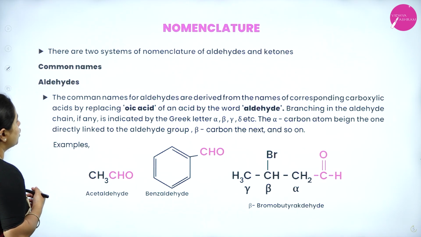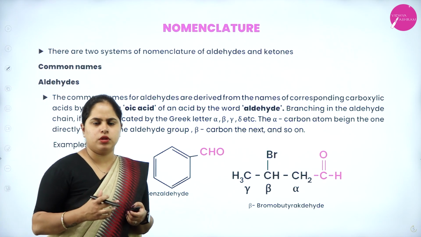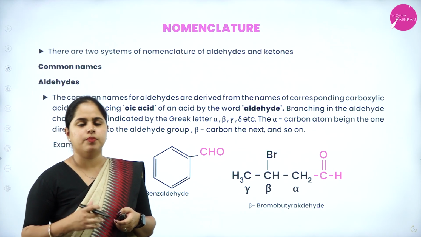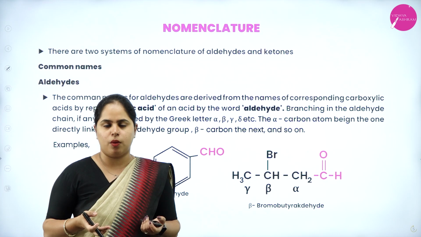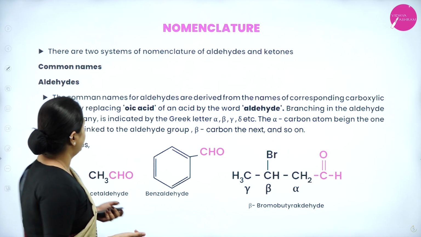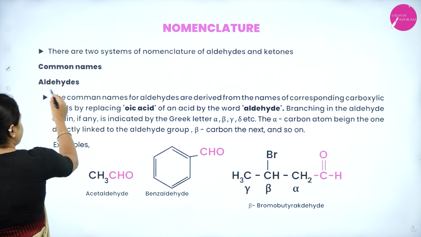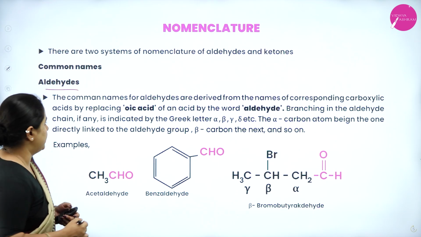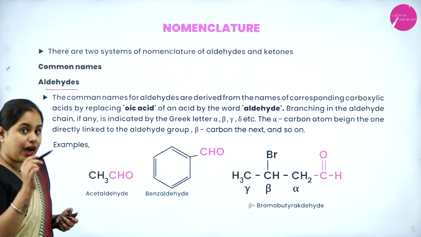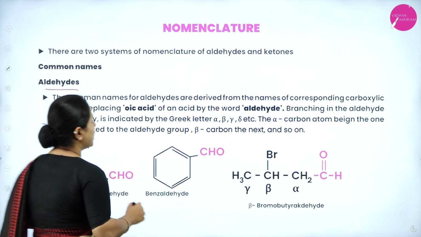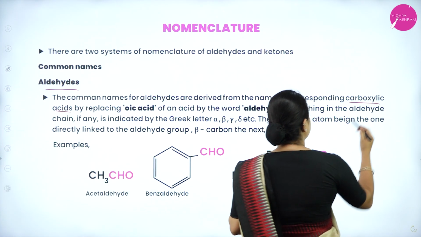Moving on to the nomenclature. We already know the basics of IUPAC nomenclature. We know that there are two ways in which you can name a compound, either using its common name or its IUPAC name. First we are going to begin with the nomenclature of aldehydes. The common names of aldehydes are derived from the names of the corresponding carboxylic acid. It is derived from its corresponding carboxylic acid.